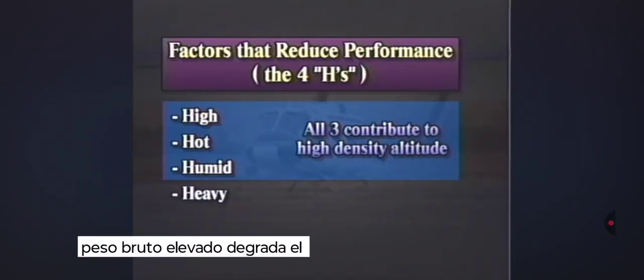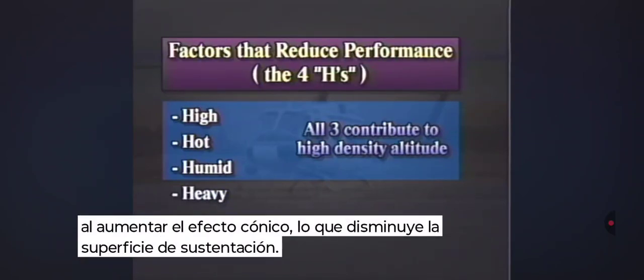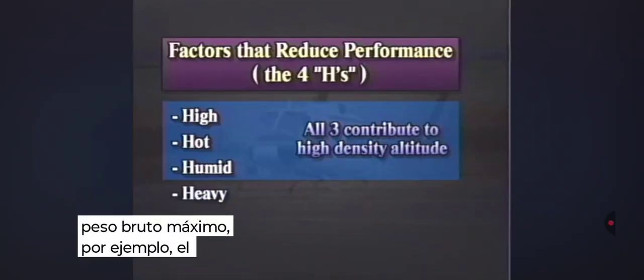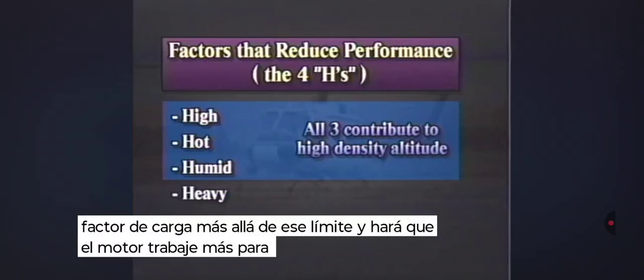High gross weight degrades performance by increasing coning, which decreases the lifting area. And if you're already close to maximum gross weight, banking, for example, will increase the load factor beyond that limit and make the engine work harder to lift more weight.